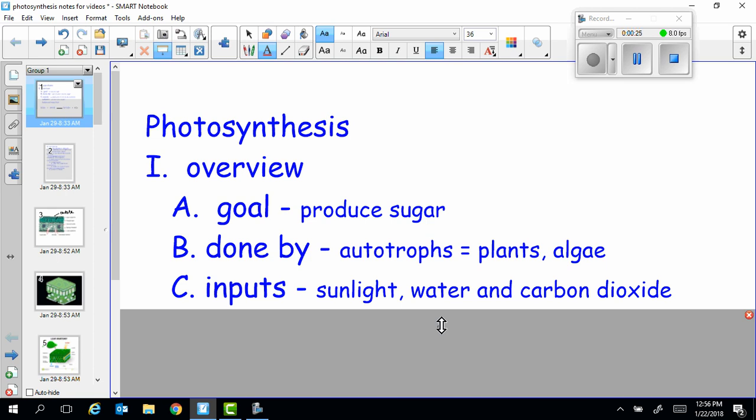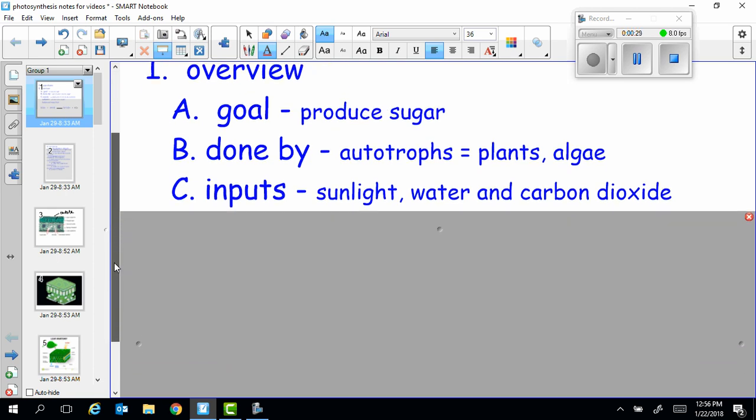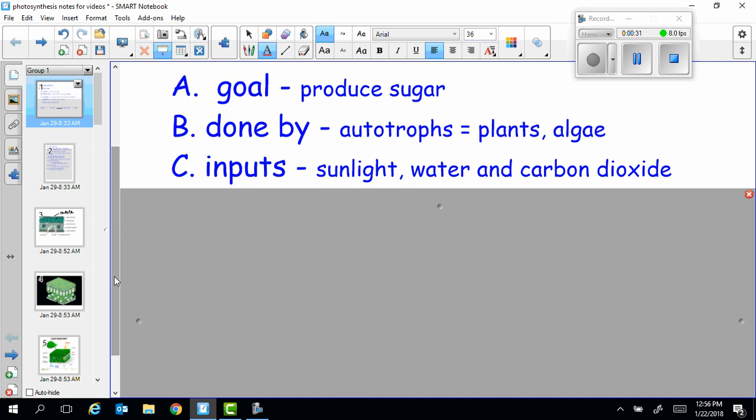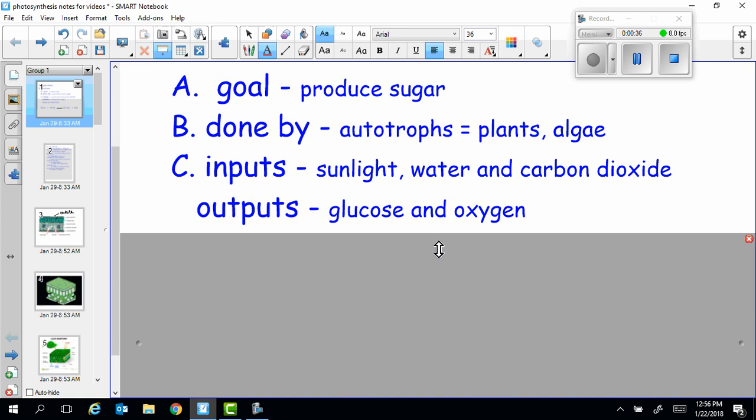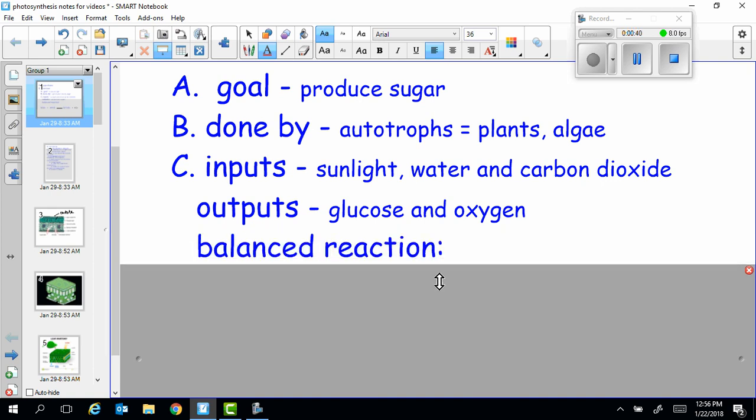All right, what do they need? The inputs, meaning the requirements necessary, are sunlight, water, and carbon dioxide. Without those three things, it cannot do photosynthesis. And then the outputs are the productions. It produces glucose and it produces oxygen gas.